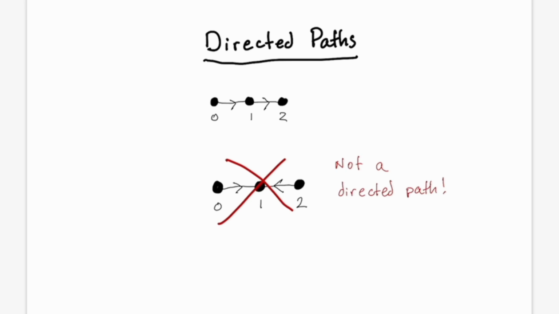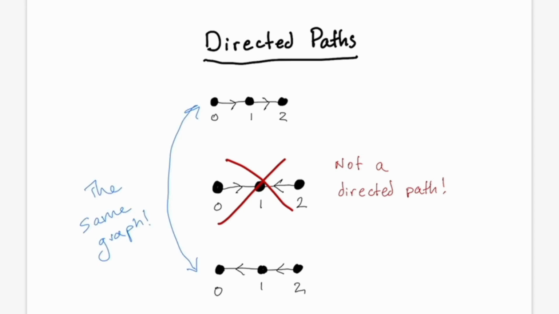However, take a look at this directed path. In this case, the arrows point from the right to the left. However, these really are the same graph. We'll talk more about this idea of two graphs being the same in a later video. For now, just know that I could turn the graph on the bottom into the graph on the top by just rotating it 180 degrees. Now, I would have to relabel the vertices to make it look exactly the same, but you get the idea.